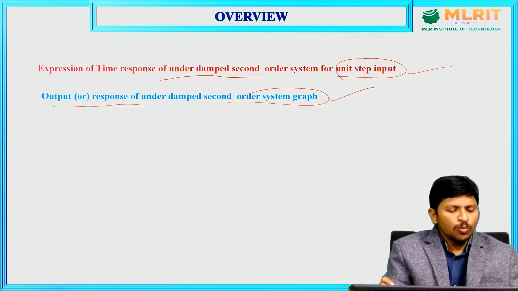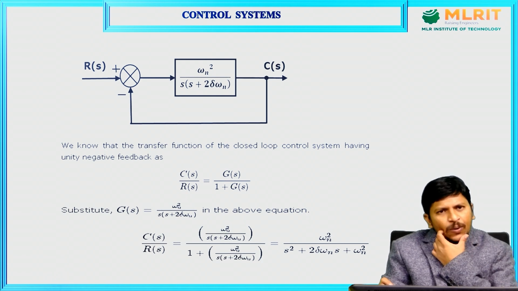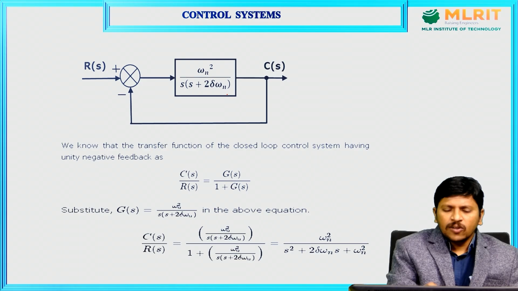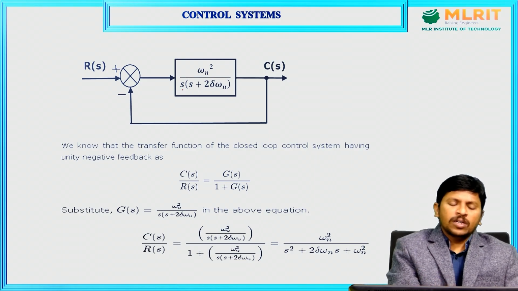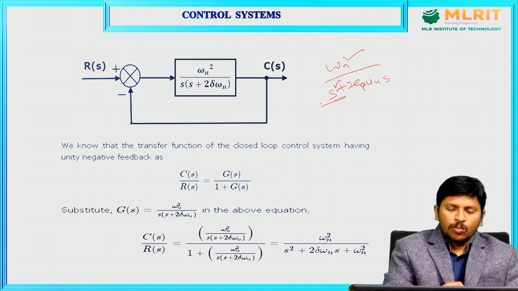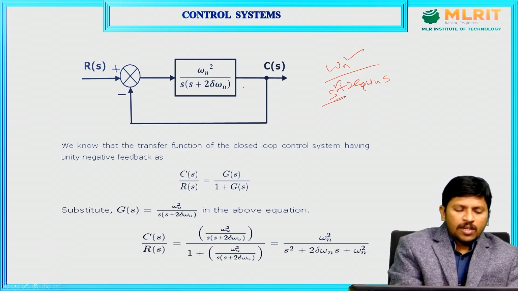To begin, I'm going to consider a unity negative feedback closed loop control system, that is, the second order system. Here the denominator has s and s square, and the numerator is omega n square, divided by s square plus 2 zeta omega n s. The maximum power of s is 2, so this is a second order closed loop system with unity feedback.